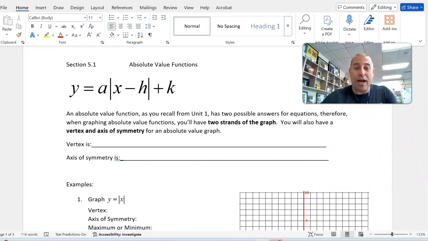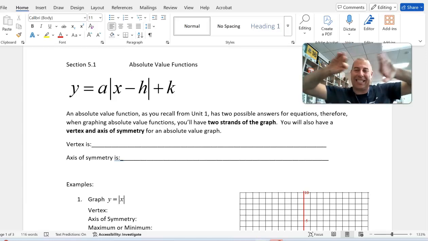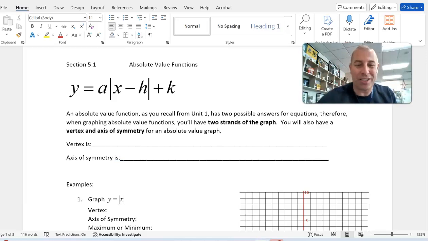An absolute value function, going back to unit 1, has two possible answers. Therefore, when we're graphing an absolute value function, you're going to have two strands of the graph. This we'll refer to as a vertex, which is kind of like that center point there where the two strands go off from. And then an axis of symmetry. This imaginary line down the middle is going to separate them into two equal parts.